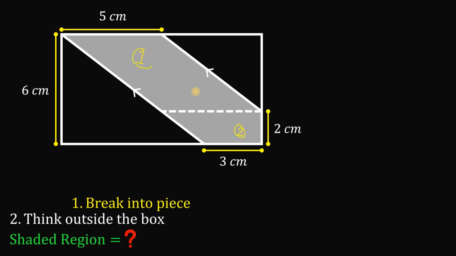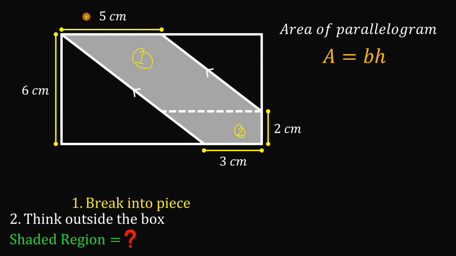Now we can get the area of this because the area of a parallelogram must be equal to base times height. We have the base, technically speaking, 5 centimeters. The question is, what is the height of this parallelogram? We know the height of this rectangle is 6 centimeters, minus 2 centimeters to get this, and this is the height of this parallelogram. So 6 minus 2 centimeters, we have 4 centimeters. So 4 centimeters must be the height of this parallelogram. So we can now get the area of this first piece.